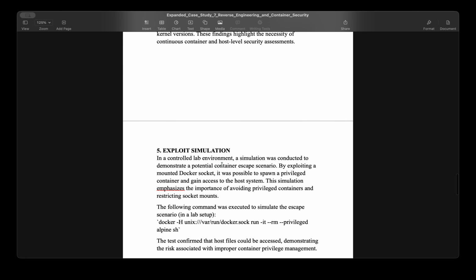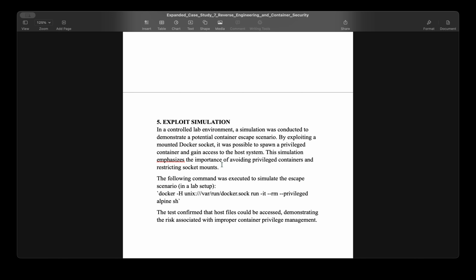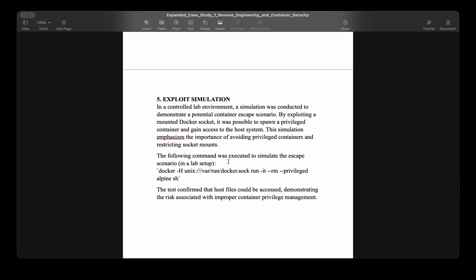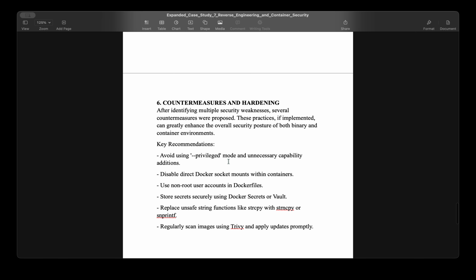Exploit simulation. In a controlled lab environment, a simulation was conducted to demonstrate a potential container escape scenario by exploiting a mounted Docker socket. It was possible to spawn a privileged container and gain access to the host system. This emphasizes the importance of avoiding privileged containers and restricting socket mounts.